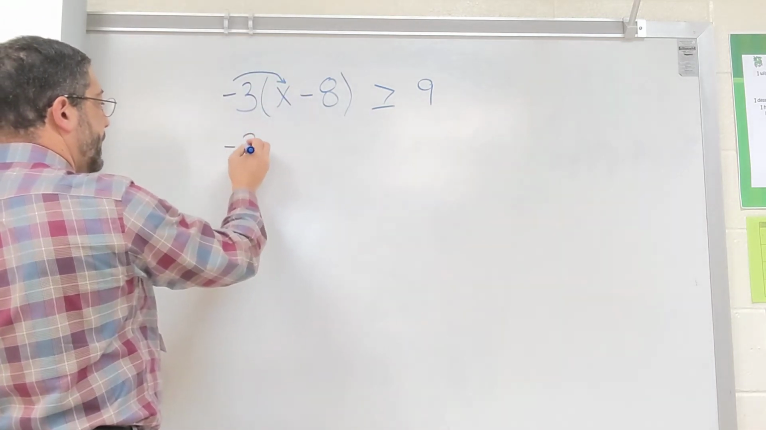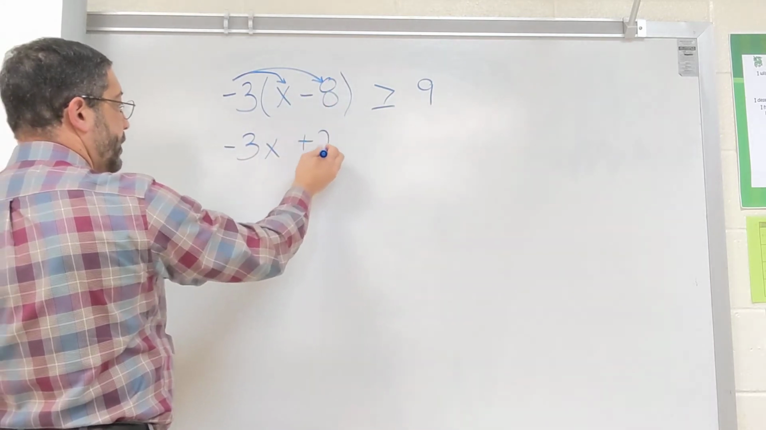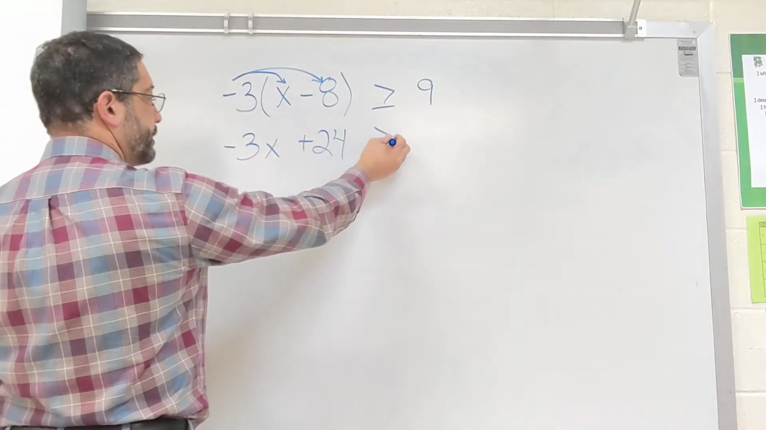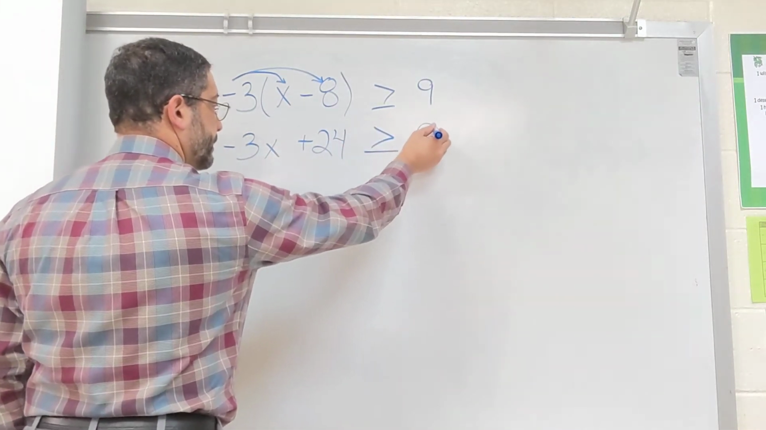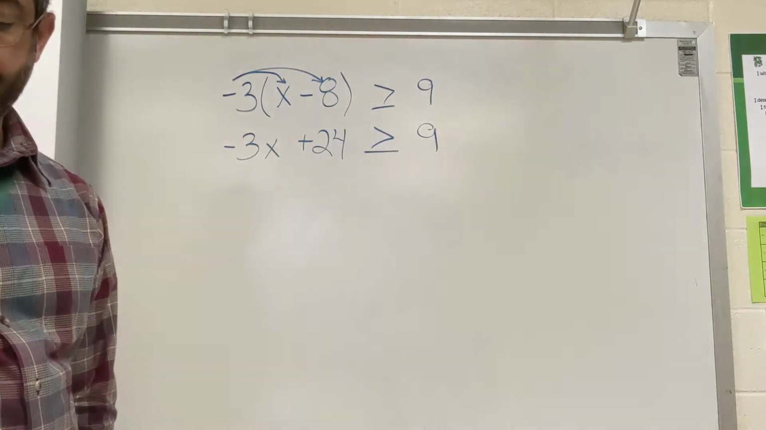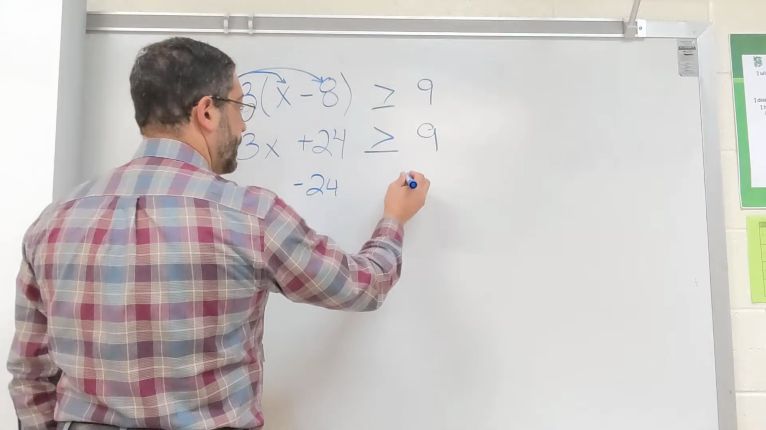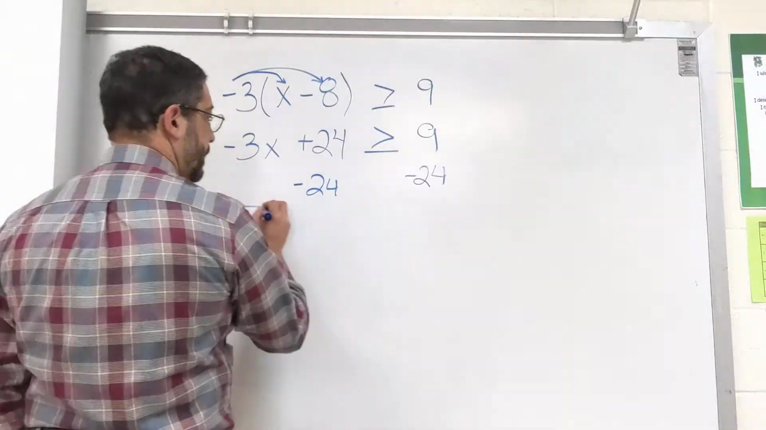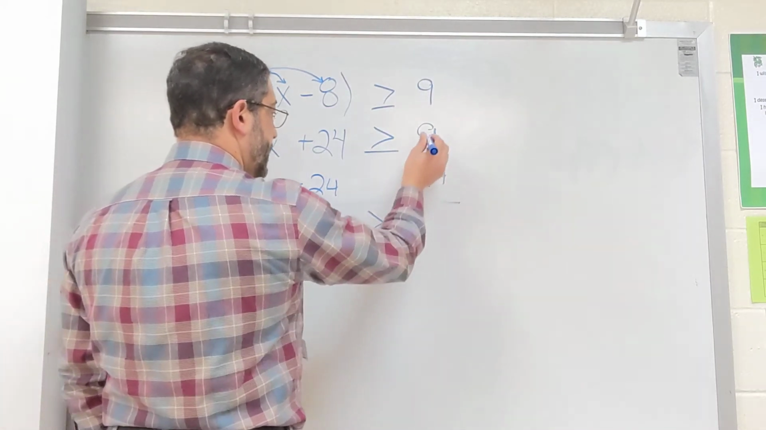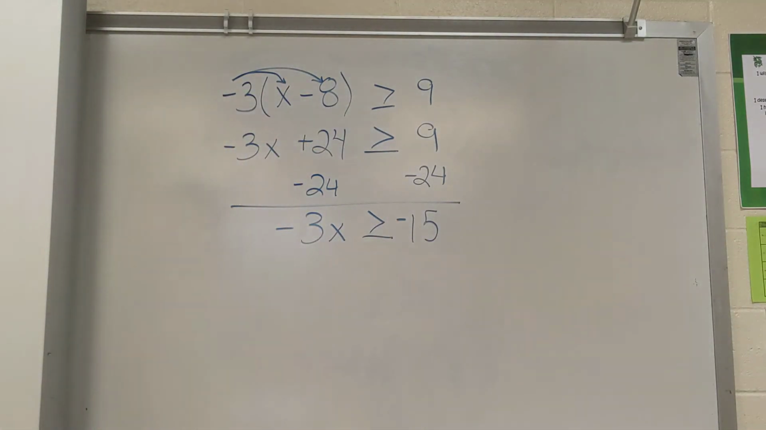So that gives me -3x. Then when I multiply the -3 by the 8, that's going to create a sign change because a negative times a negative creates a positive. And all of that's going to be greater than or equal to 9. Okay? So then my next step would be to subtract 24 from both sides. So that gives me a -3x is greater than or equal to 9 minus 24 becomes a negative 15.